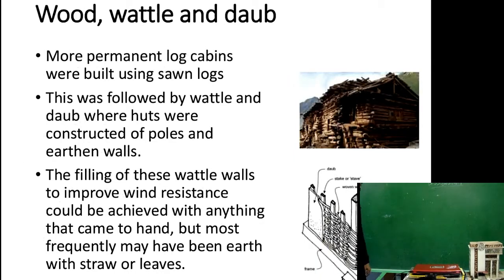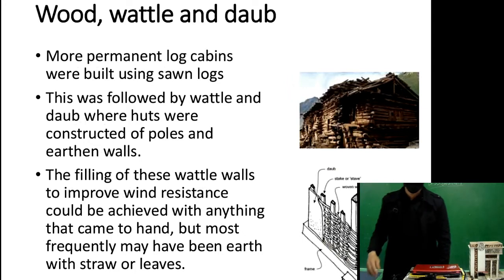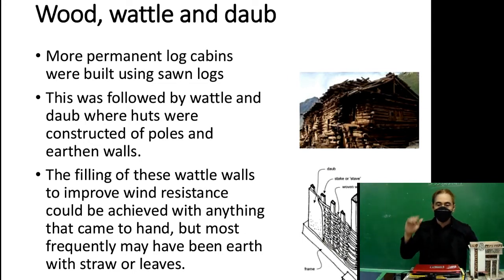The wood, wattle, and daub: more permanent log cabins were built using sawn logs. This was followed by wattle and daub, where huts were constructed of poles and earthen walls. The filling of these wattle walls to improve wind resistance could be achieved with anything that came to hand, but most frequently may have been earth mixed with straw or leaves.